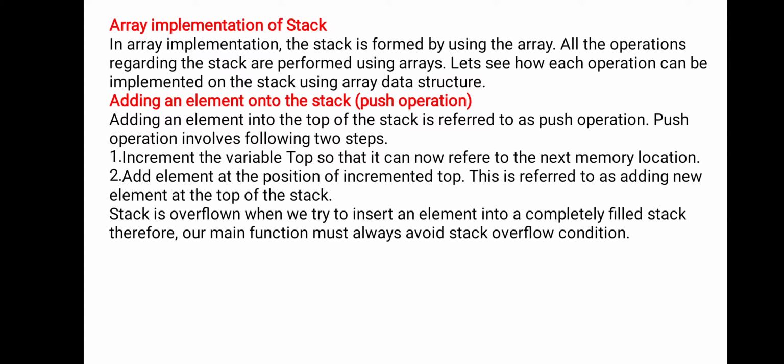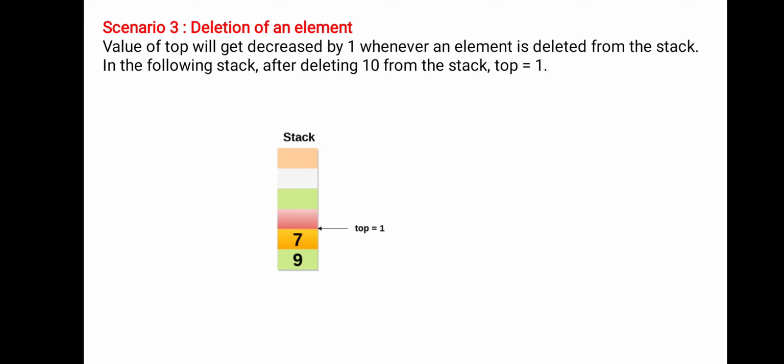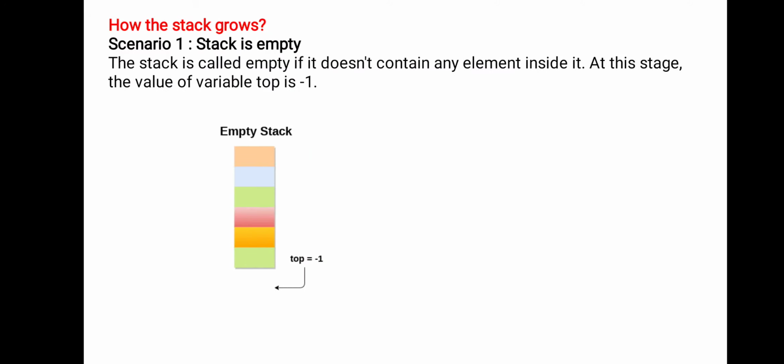Push operation involves the following two steps. First one, increment the value of the top so that it can grow. It can now refer to the next memory location. Already we saw the example here. First, top is equal to -1. That means initially the stack is empty. So if you want to insert an element into this stack, you have to increment the top position by 1. That means top is equal to 0.